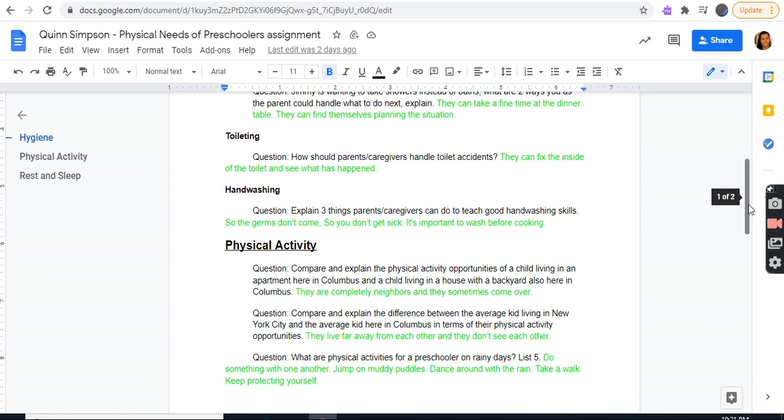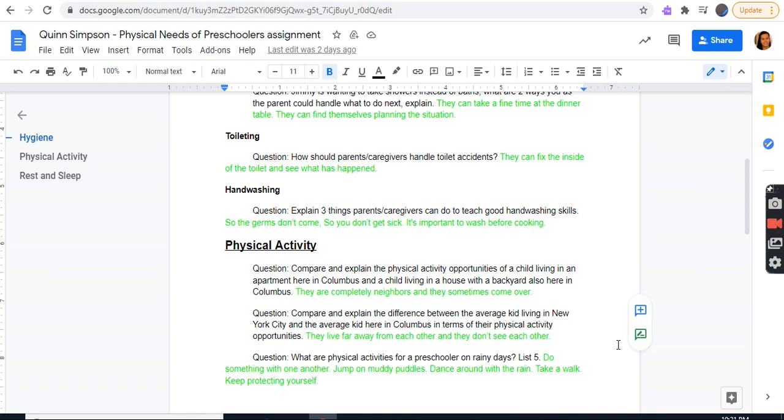Compare and explain the physical activity opportunities of a child living in an apartment here in Columbus and a child living in a house with a backyard, also here in Columbus. For example, I live in Columbus. Not Columbus, Ohio, Columbus, Indiana, obviously. They're completely neighbors and they sometimes come over. I used green for the different color.